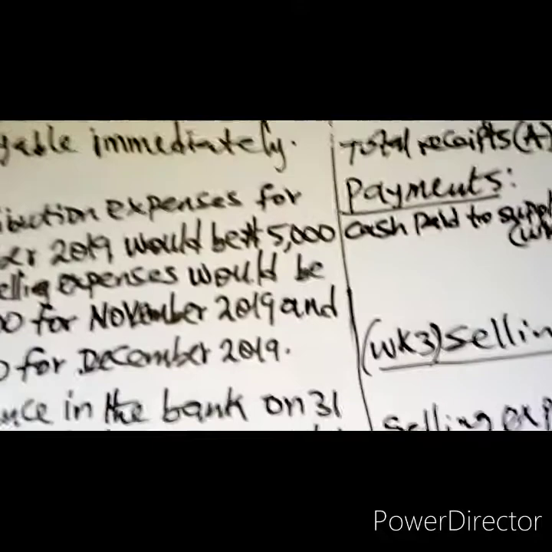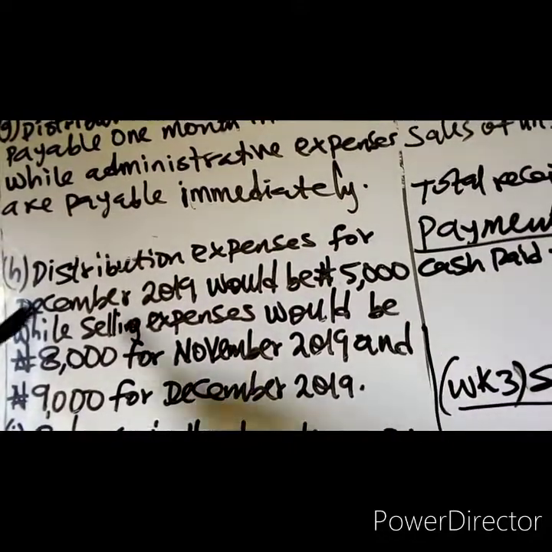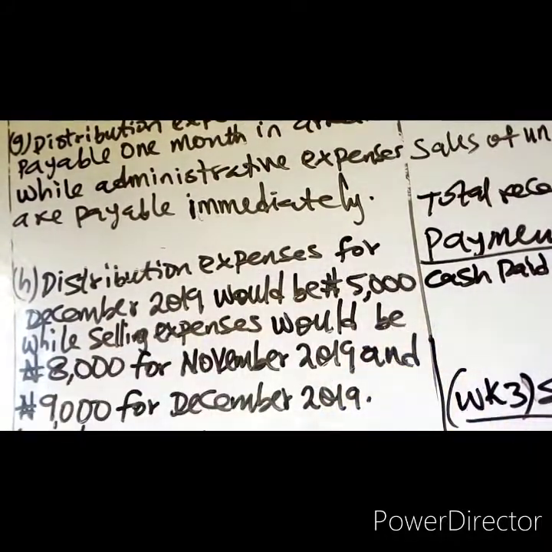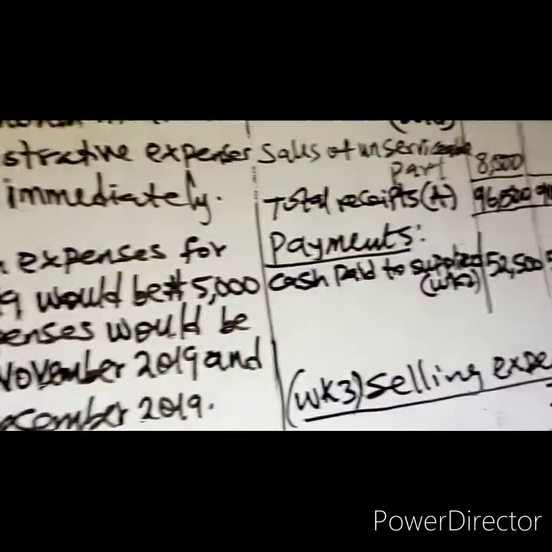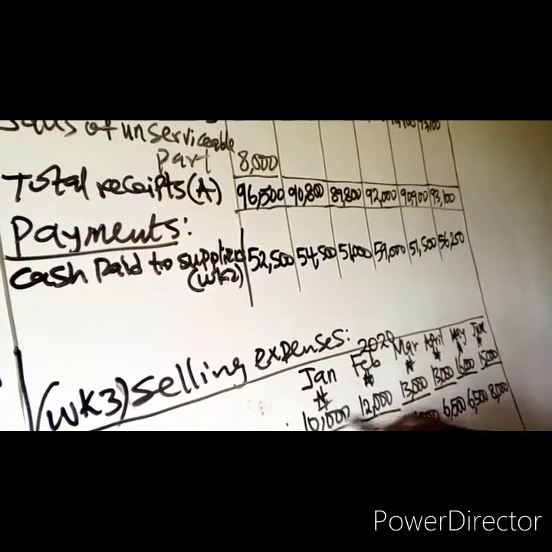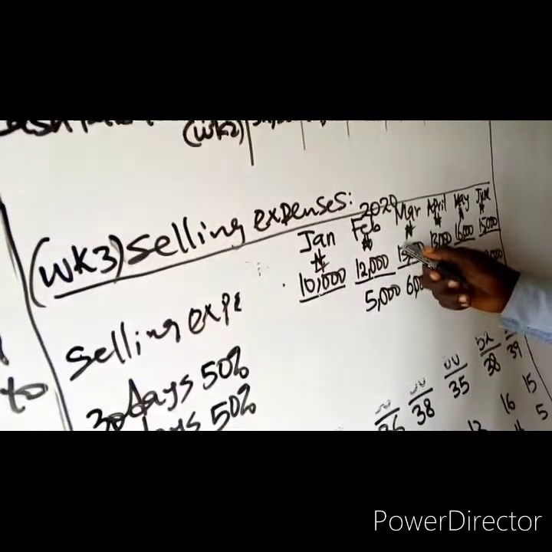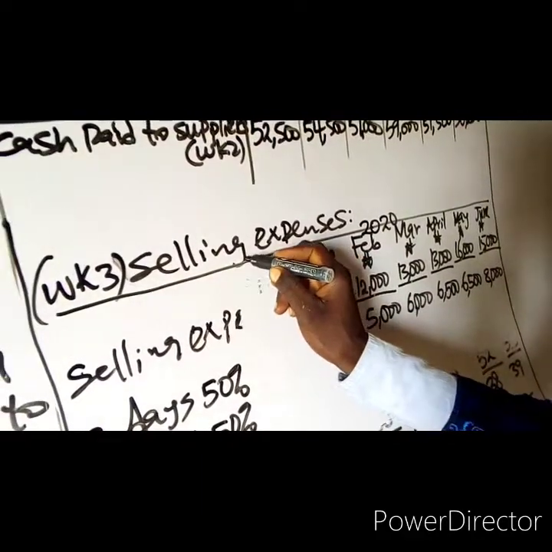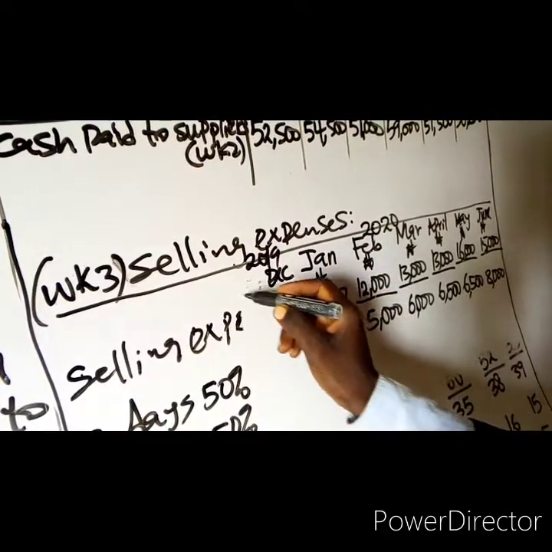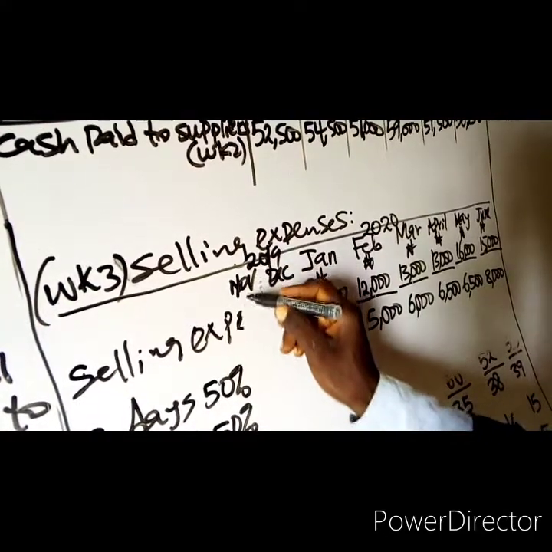Now note H. You were told that distribution expenses for December 2019 will be 5,000 naira, while selling expenses will be 8,000 for November 2019 and 9,000 for December 2019. Now let's include part of 2019. Remember, this is budgeted. This information we obtained from budgeted statement of profit or loss for 2020. Then that of 2019 now. We have December 2019 and we equally have November 2019.